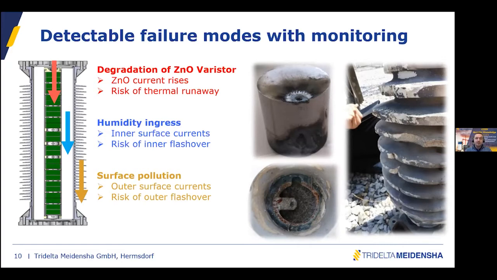Second one, humidity, moisture ingress on the surface of the MOV block, which makes inner surface current where you have a risk of inner flashover that you want to prevent. Then the surface pollution, contamination, where you have an outer surface current and a risk of external flashover that you want to prevent.